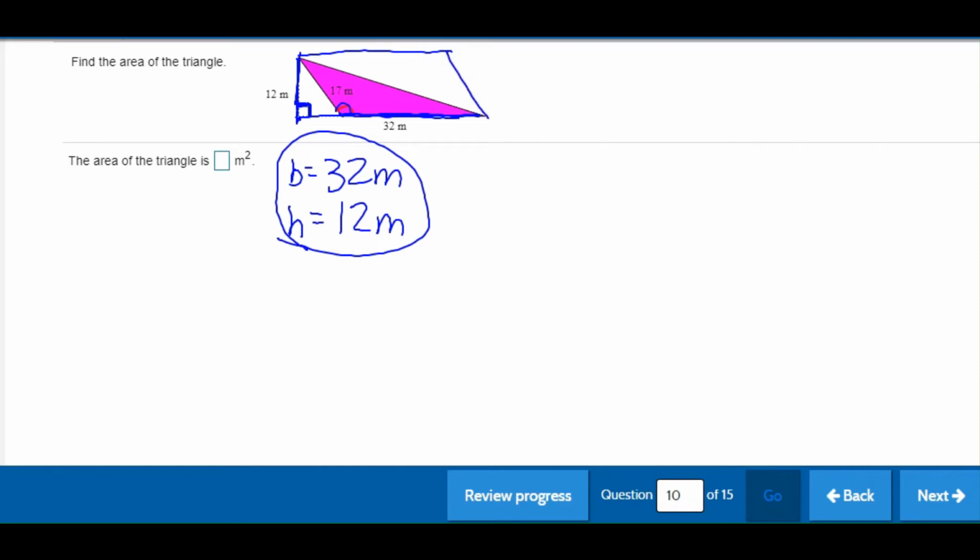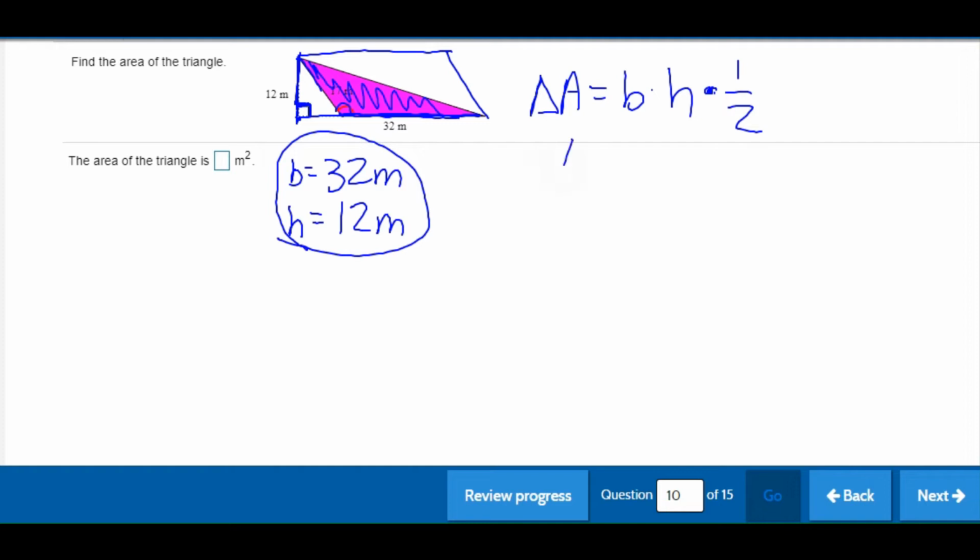So I'm going to use the formula for a parallelogram, which is area equals base times height. But I only want the area of half of the triangle, half of the parallelogram. So I'm going to divide it by 2, which is the same as multiplying by 1/2. So I'm going to use the formula for a triangle.